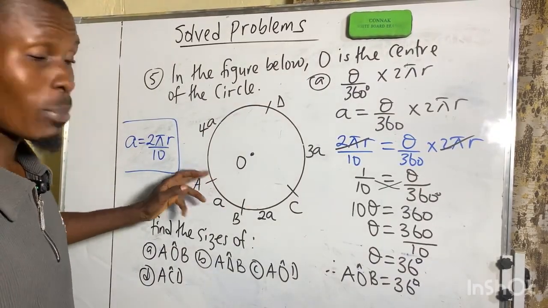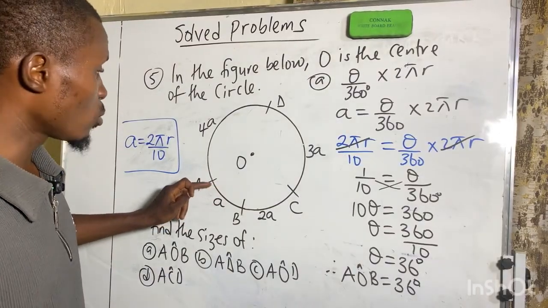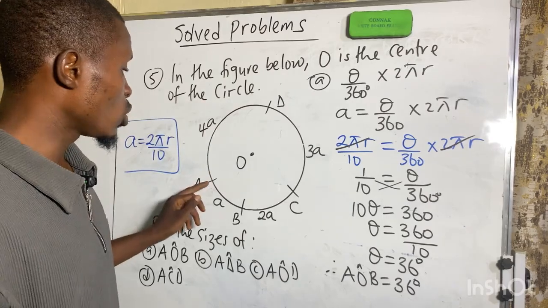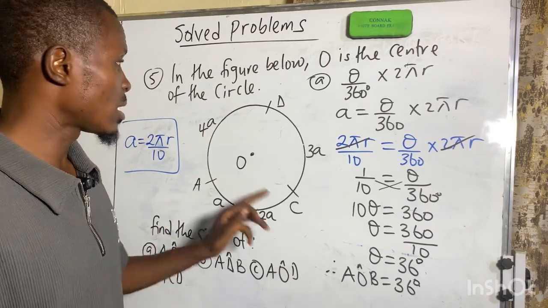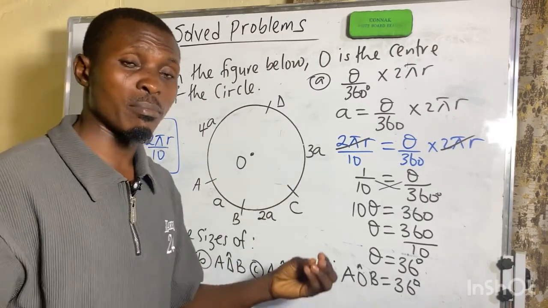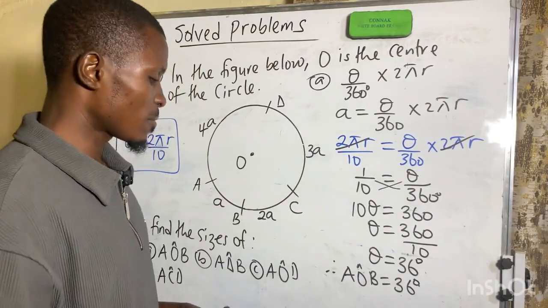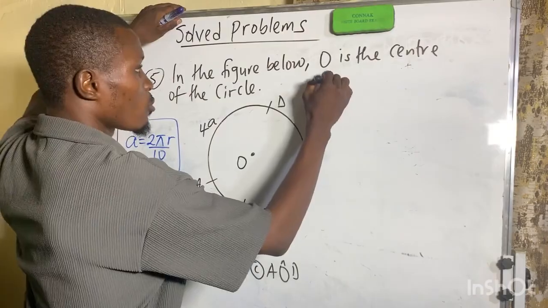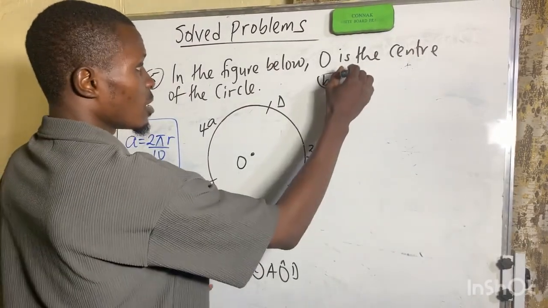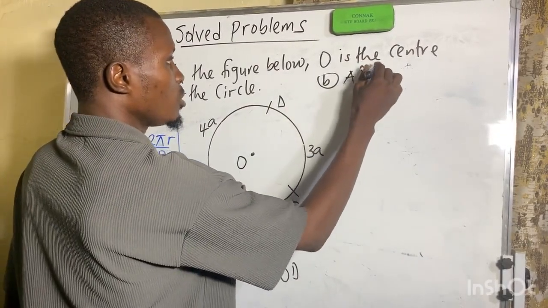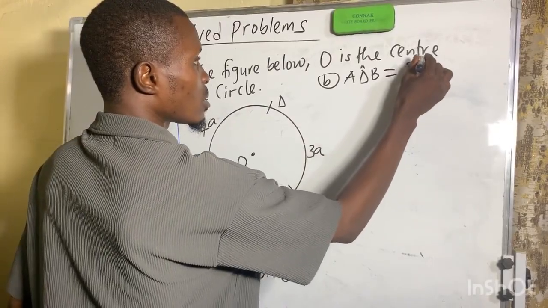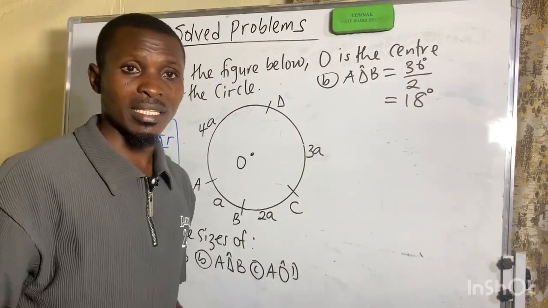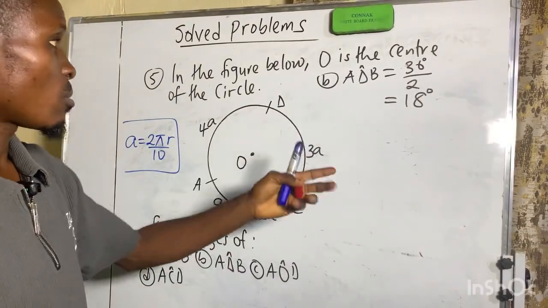Now to get ADB, ADB is subtended by this arc. So we apply the theorem. Angle subtended at center is twice angle subtended at what? Circumference. So since we have gotten AOB to be 36, ADB what now? 36 divided by 2. All right. So I'll clean this part so that I'll have enough space to solve. So for B now, I have ADB equals 36 degrees divided by 2, which is what? 18 degrees. Reason, angle at center is twice angle at circumference.